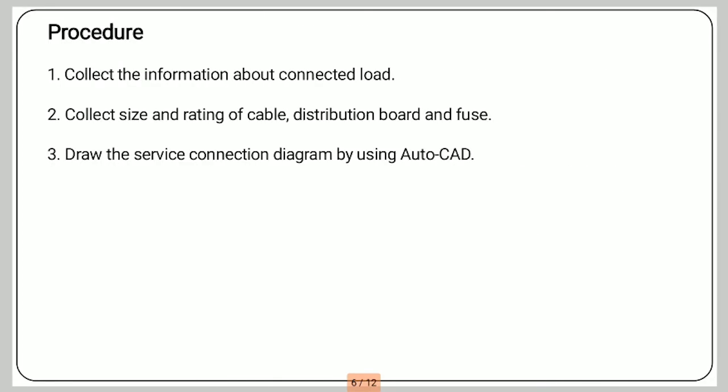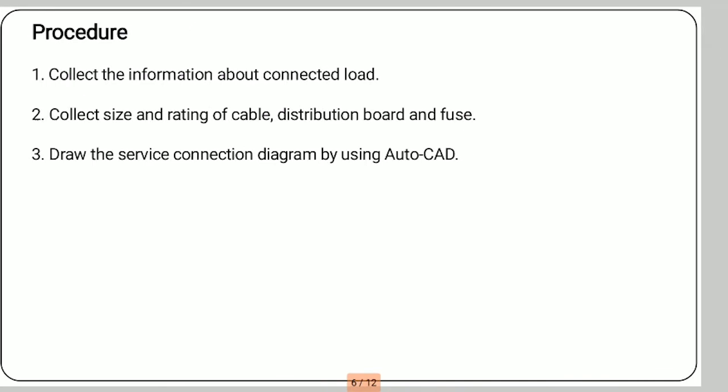Then the procedure. First of all, collect the information about the connected load. Second, collect the size and rating of the distribution board and the fuse. Then draw the service connection diagram using AutoCAD.